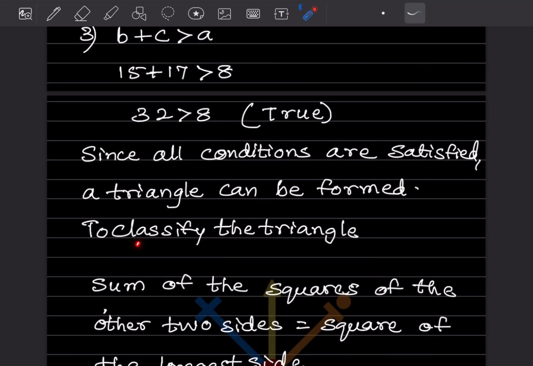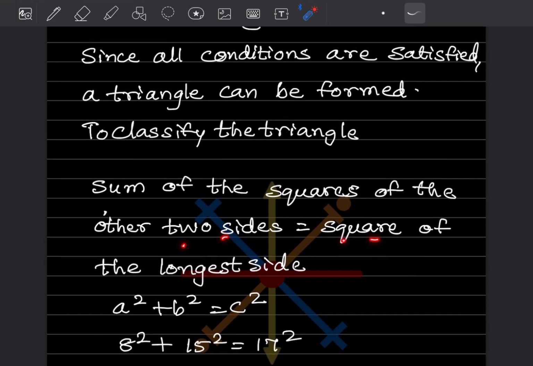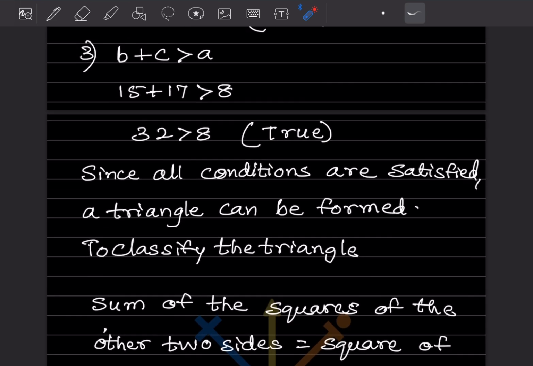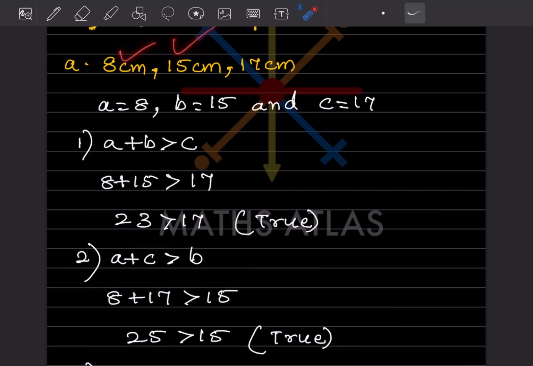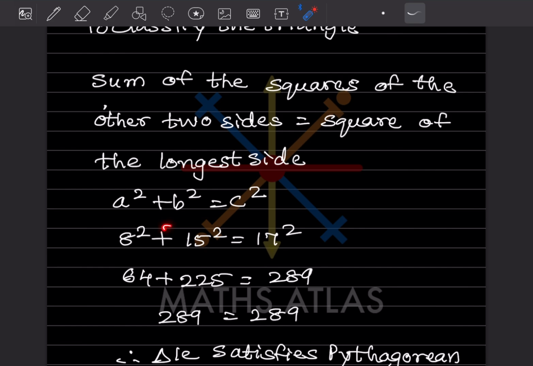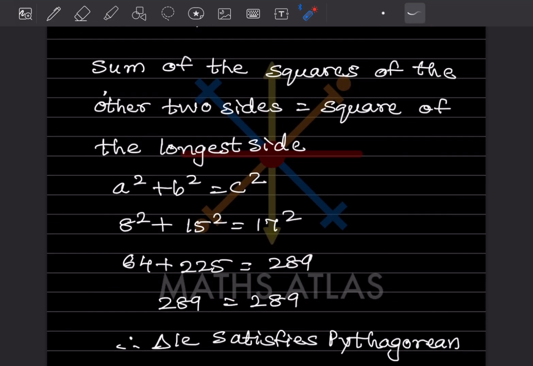To classify the triangle, what you have to do? The sum of the squares of the other two sides is equal to the square of the longest side. So a square plus b square should be equal to c square. Suppose this is given, this is 8 and 15, and the third side is 17. The longest side is 17, so 64 plus 225, and for the longest side 17 you have to take the square. When you add this, it comes to 289 is equal to 289.